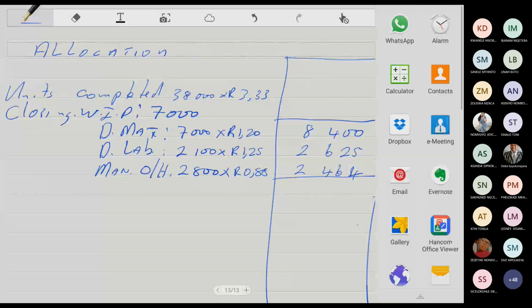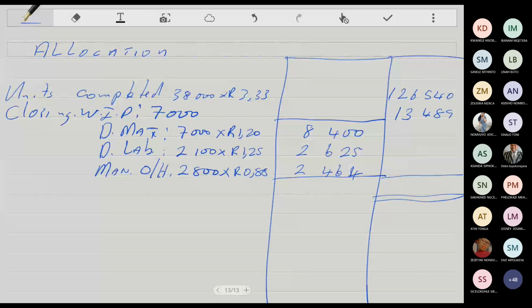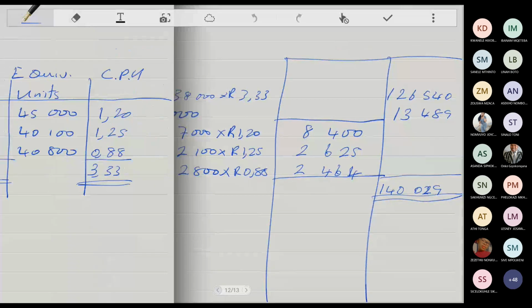Then I will add that to 126,540. So it gives us 140,029. So don't worry about the 29. It's the issue of rounding off once again, because we did the rounding off when we were doing the cost per unit calculation. But under normal circumstances, in a perfect world, it was supposed to be 140,000 as it is here in the cost statement.